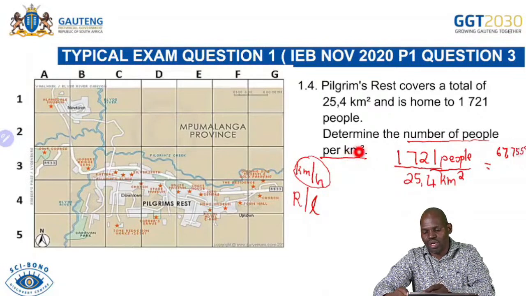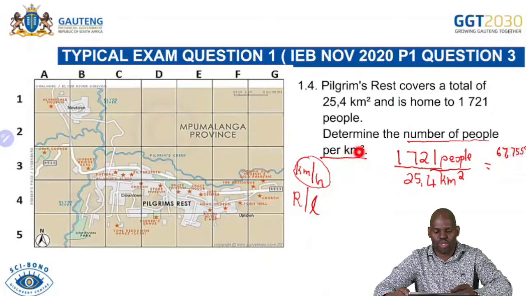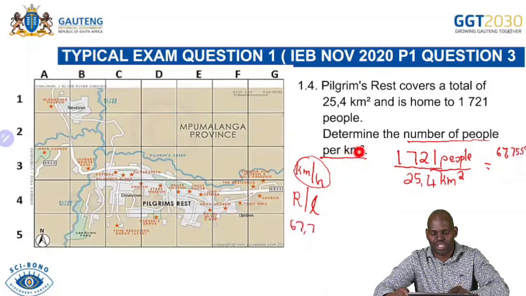Then we say this is the number of people per square kilometer. So actually it will be 67.7559, and then it's people per square kilometer.